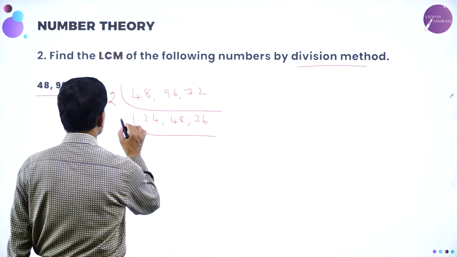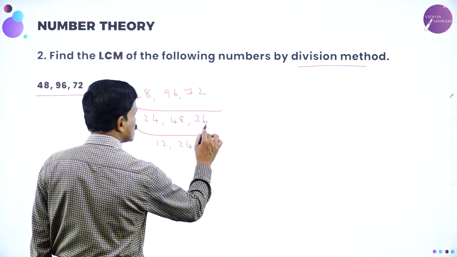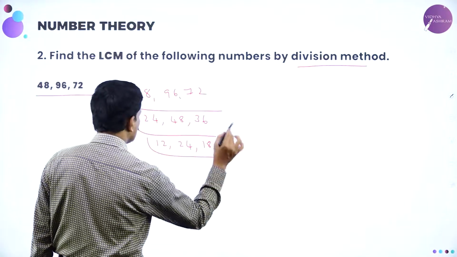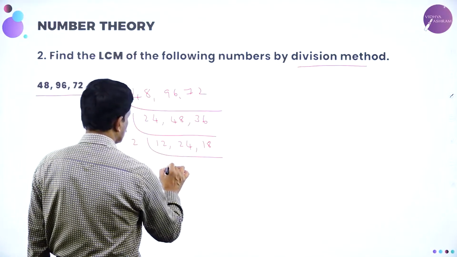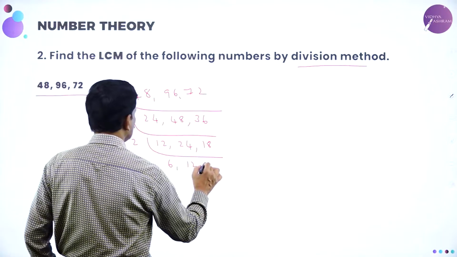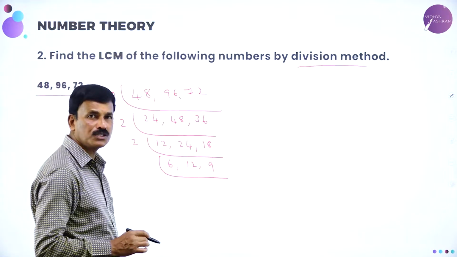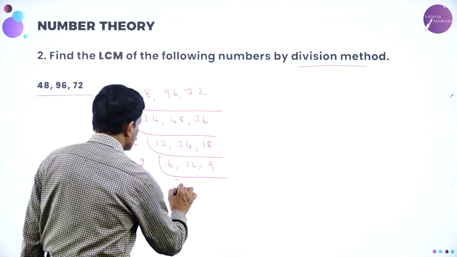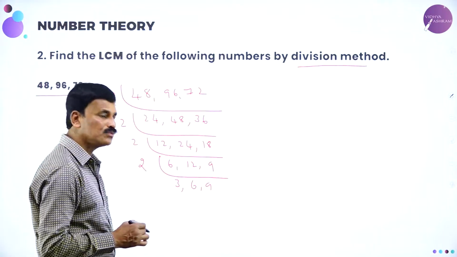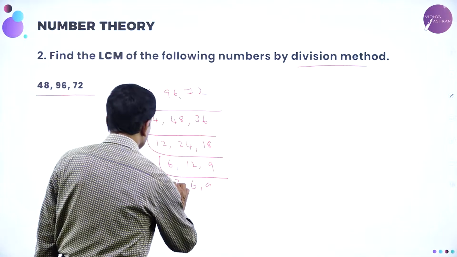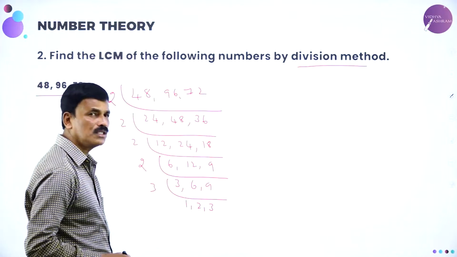Again divide by 2. 2 1s are 2, 2 2s are 4, 2 4s are 8, 2 8s are 16. Okay, 12, 24 and 18. Again divide by 2. 2 6s are 12, 2 9s are 18. So 6, 12 and 9. Check whether it is possible to divide by 2 or not. Yes, we can divide. 2 3s are 6, 2 6s are 12 and 9 as it is. Now we cannot divide by 2, we can take 3. 3 1s are, 3 2s are, 3 3s are. Okay, that's it.